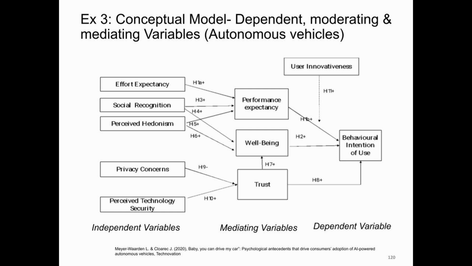Independent variables such as effort expectancy, social recognition, perceived hedonism, which influence mediating variables such as well-being and trust, and subsequently influence the dependent variable, behavioral intention of use. There's one moderator variable, user innovativeness. So the higher the innovativeness of the user, the higher should be also the impact of well-being and performance expectancy on behavioral intention to use.